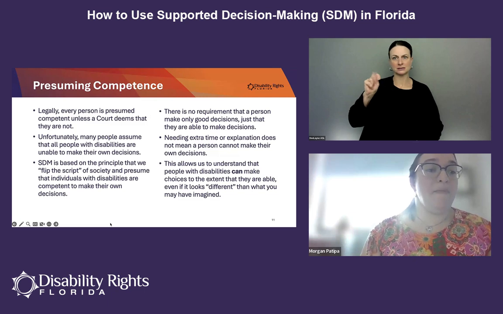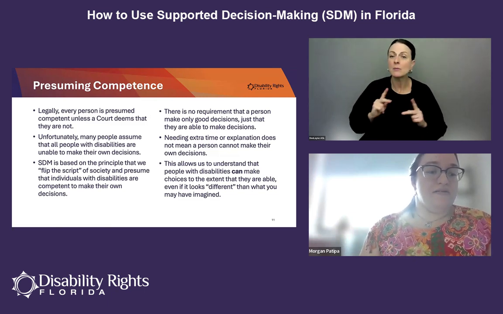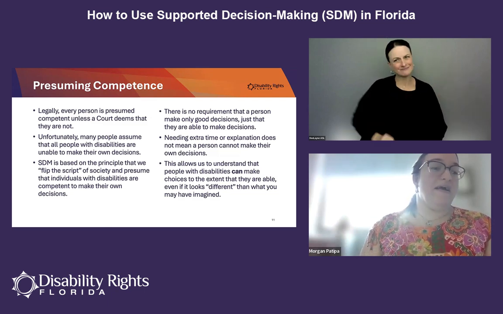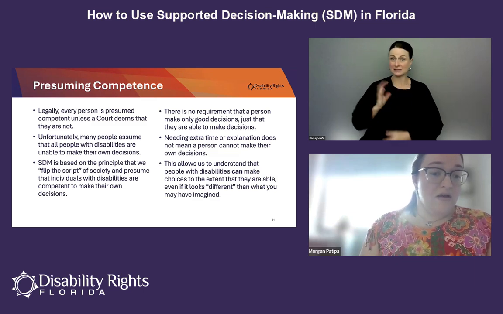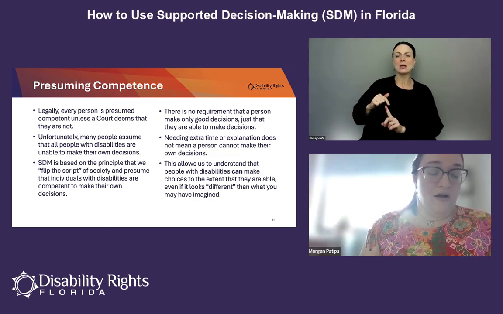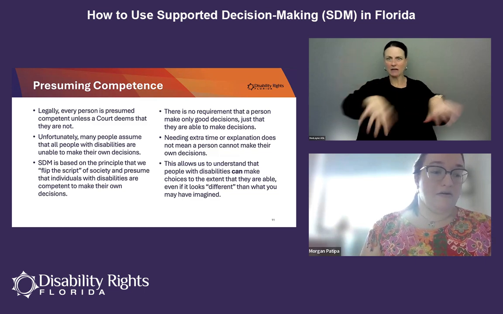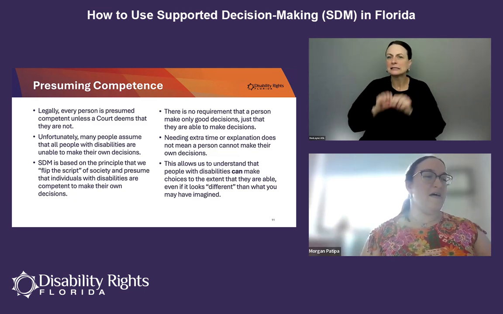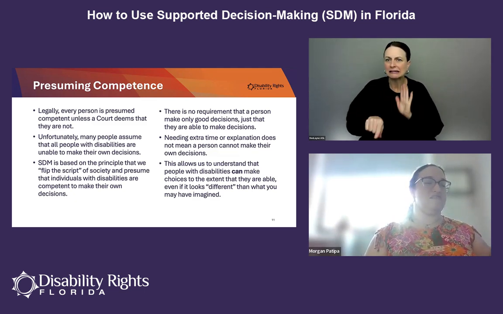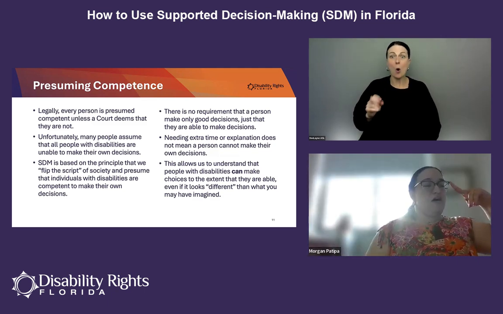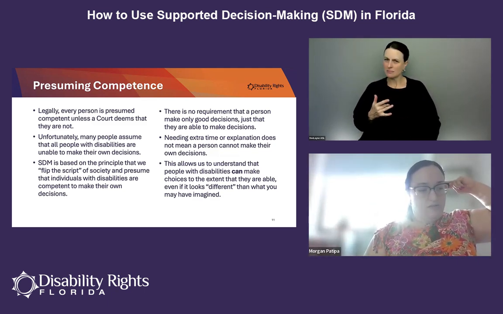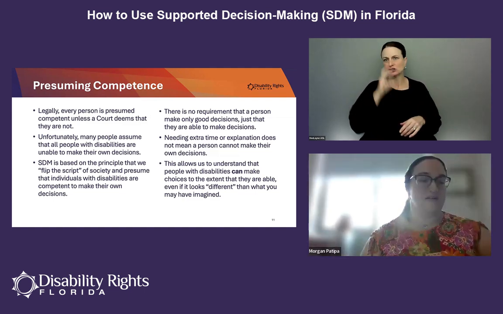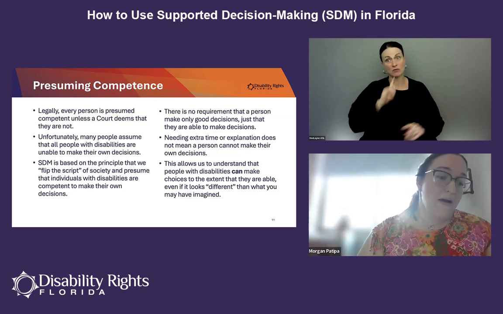But unfortunately, many people assume that all people with disabilities are unable to make their own decisions, which is unfortunate because, like I just said in the previous point, unless a court deems that you're not competent, legally you are considered competent. However, there is a societal bias, I would venture to say a societal trend, towards not presuming competence of people with disabilities, which is truly unfortunate, right?